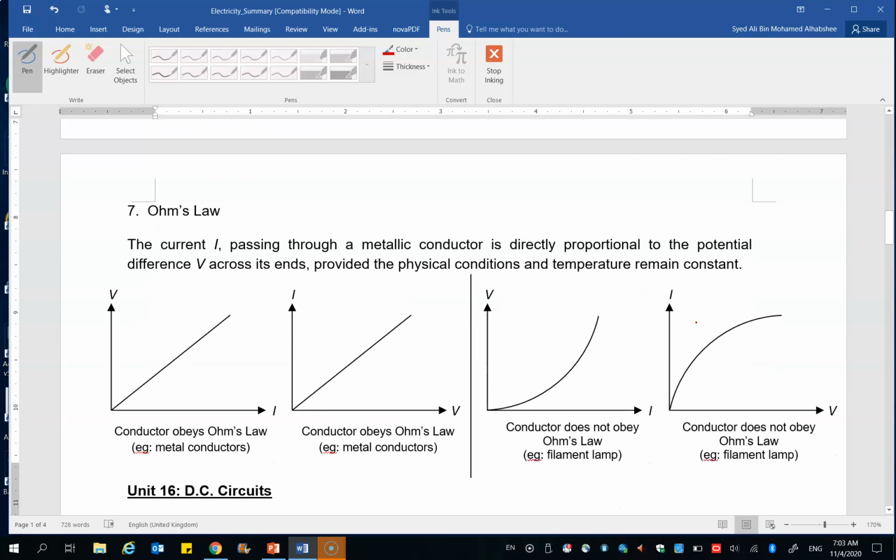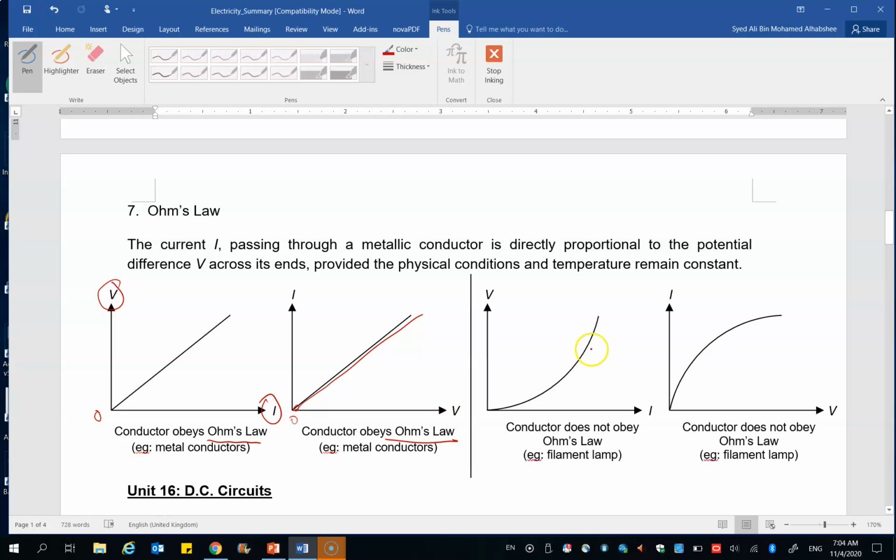Then what else did we talk about? We talked about Ohm's law. In Ohm's law, we are saying that for a component, the voltage and the current passing through the component are directly proportional to each other. Directly proportional means when I draw the V against I graph, or the I against V graph, you will get a straight line that starts from 0. Then we say that these components and conductors obey Ohm's law.